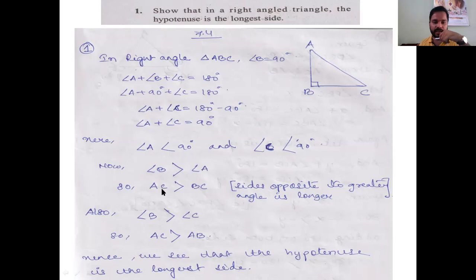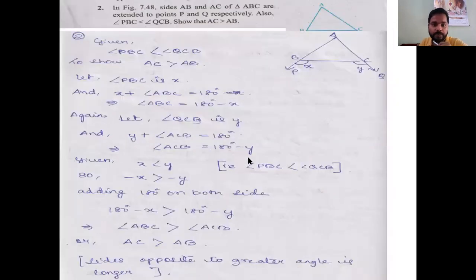Okay. So now you see here AC is greater than BC and AC is greater than AB, which means what? AC is greater than both the sides. So we can say that AC is the longest side, or the hypotenuse is the longest side. Question number 2.